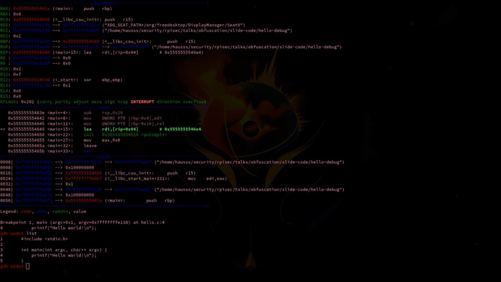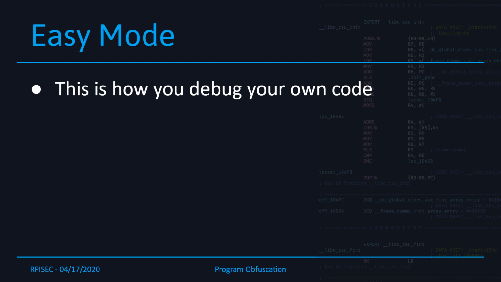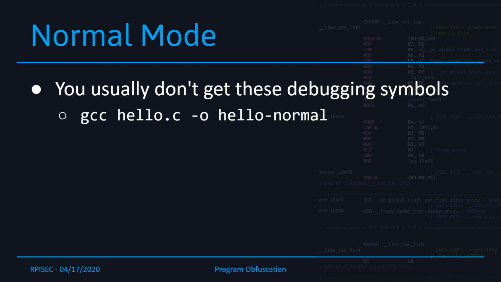This makes it a lot easier to figure out what on earth is going on, because as you know, decompilation is hard, so we'd rather not do it. So this is how we might debug or even reverse engineer your own code. We usually don't have that, though.